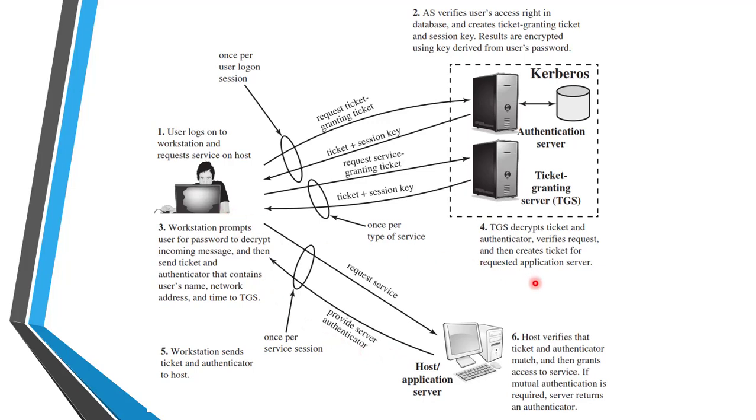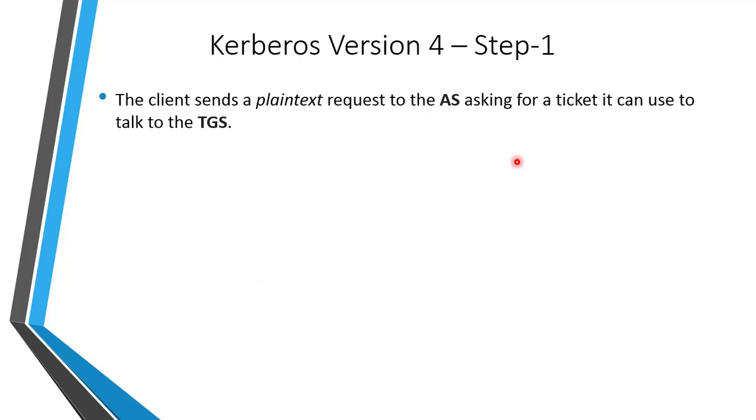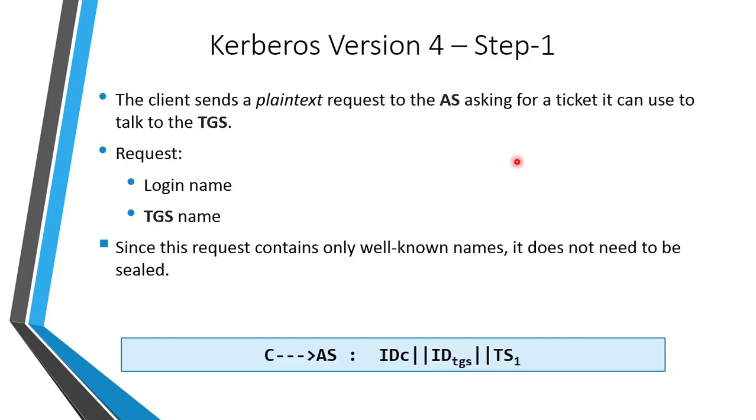So here this is Kerberos version 4. The first step is the client requesting the ticket granting ticket, that is the ticket which has to be sent to the TGS. The client sends a plain text request to the authentication server asking for a ticket it can use to talk to the TGS. The request consists of the login name and the TGS name. Since the request contains only well-known names, it does not need to be encrypted or shared.